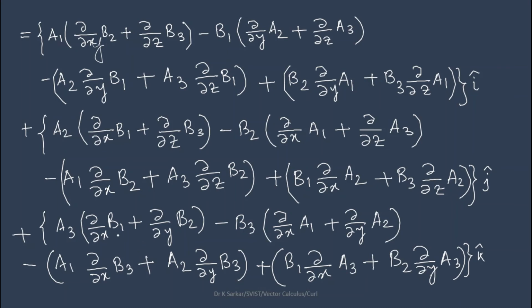So here ∂/∂x B1 + ∂/∂y B2, we have to add ∂/∂z B3, plus A3 ∂/∂x B1. So we have to add ∂/∂z B3.